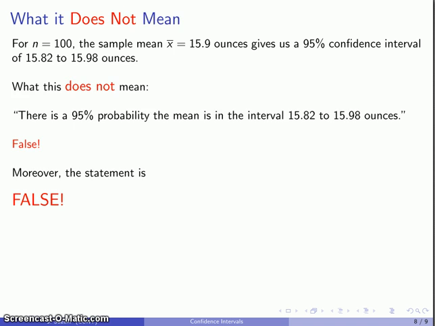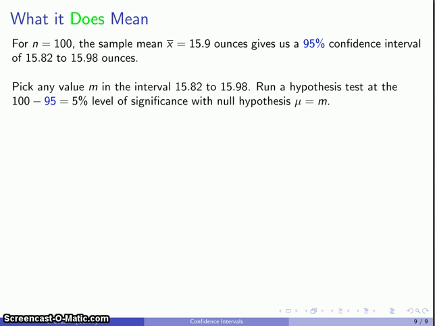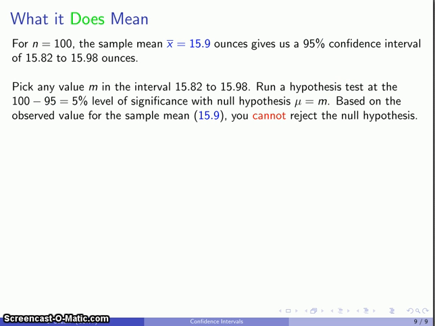So what does it actually mean? Well, what it actually means is that you take any value that you want inside this interval and make that your null hypothesis. Then run a hypothesis test at the complementary probability, the 5% level of significance, with null hypothesis population mean equals that value that you chose inside this interval. If you were to run that hypothesis test, you could not reject the null hypothesis on the basis of your observed sample mean.